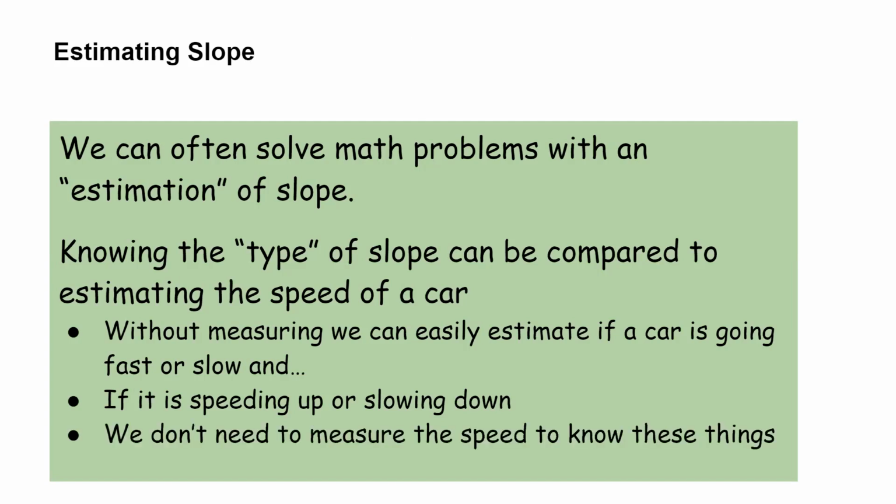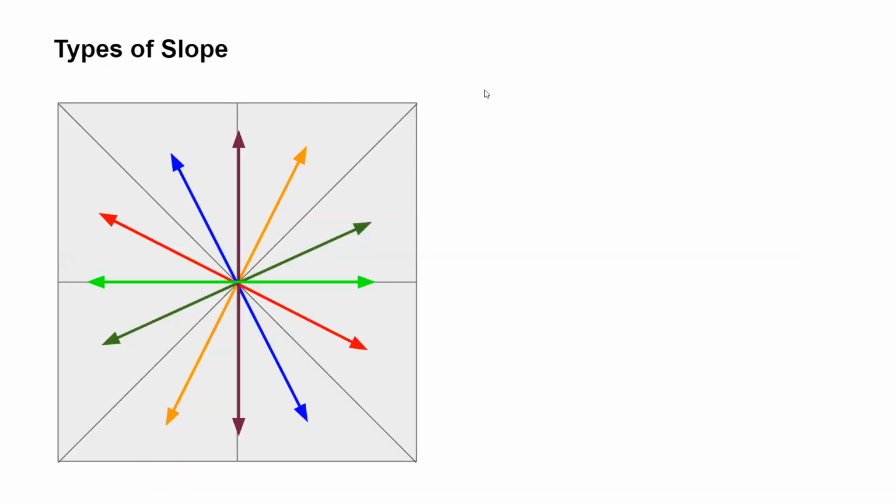We don't need to measure the speed in order to know things. We can use our experience. So this idea of estimating slope is similar. We want to practice recognizing the different types of slope, so we don't need to measure all the time. So let's use this chart to first review some of these categories of slope.